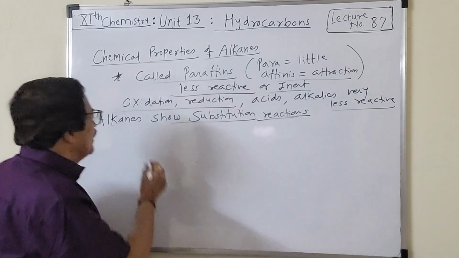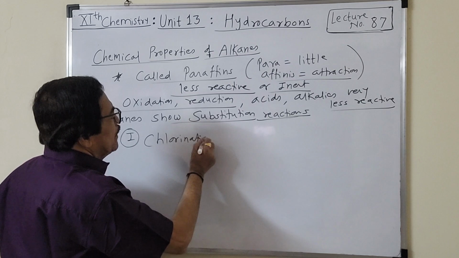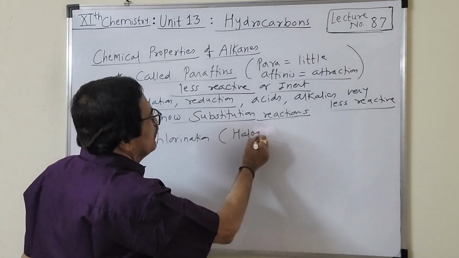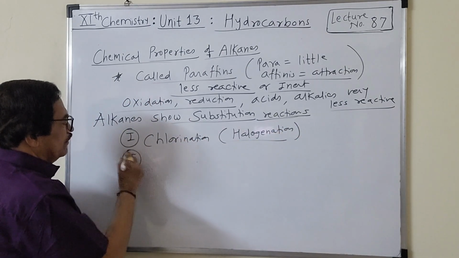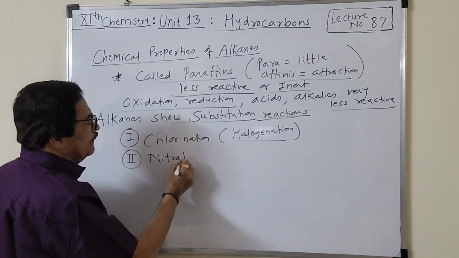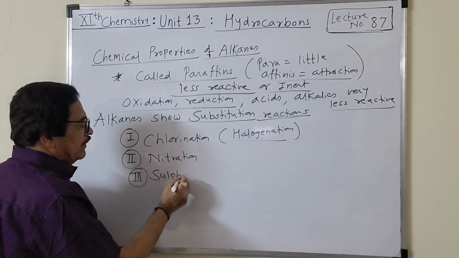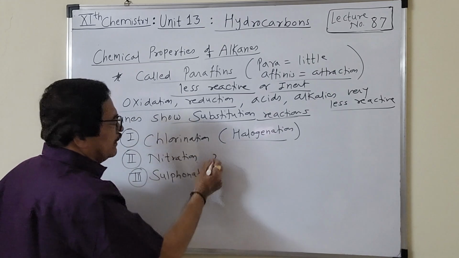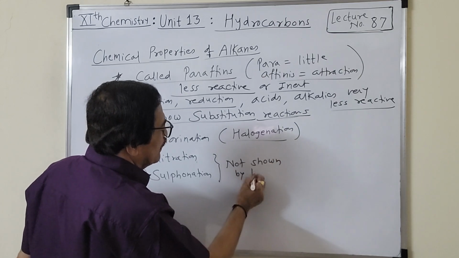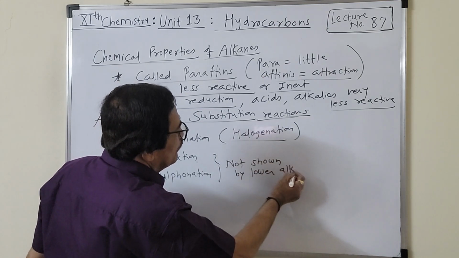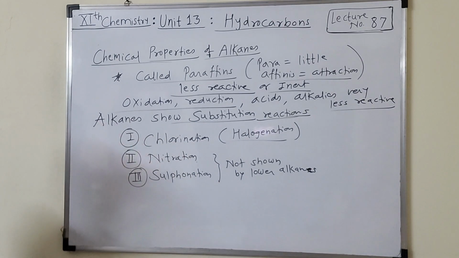So in this we are going to learn reactions, particularly chlorination, or we can also call this halogenation. We will see halogenation in general. Second thing is nitration, and third thing is sulfonation. Actually, nitration and sulfonation are not shown by lower alkanes. Only higher alkanes will show that. So that little is the interest in it. Okay? But chlorination and halogenation is shown there.